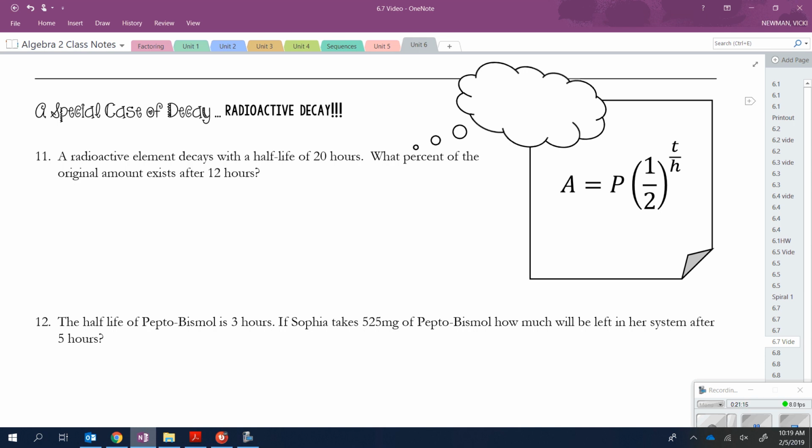0.5. And how do we represent 0.5? Because Miss Newman is a fraction freak, yeah? Okay.